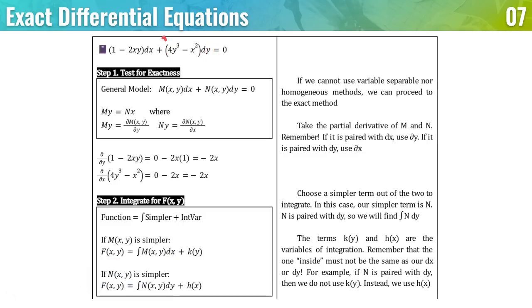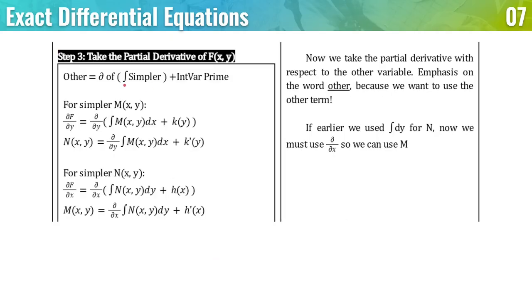Integrating with respect to y, we have 4y cubed. The cube becomes 4, and then we divide by 4. So we're left with y to the fourth minus x squared. Since x squared doesn't have any y's in it, we simply copy it and then give it its own y. So we're done with that, plus the variable of integration.